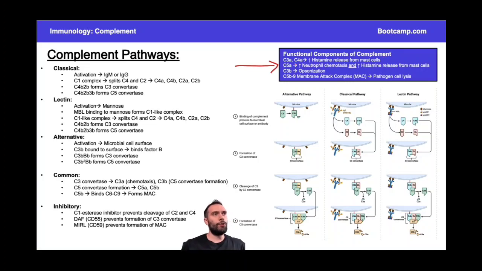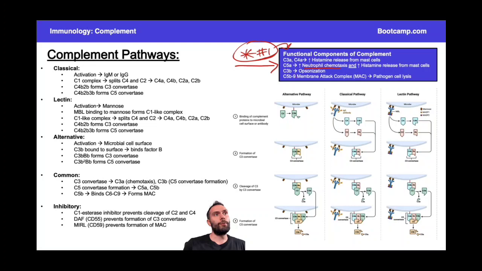So if you had to take one thing away from all of this and you're watching this and you're like, I'm not really sure what I want to know. Number one is I want to know the functional components of complement and what they each do. Okay, so C3a, C4a, we talked about these being anaphylatoxins involved in anaphylaxis. When I say anaphylaxis, we're referring to histamine release from mast cells, right? C5a also does that, but it also stimulates neutrophil chemotaxis, which is particularly high yield. The neutrophil chemotaxis point, remember, we're getting neutrophils to the site of inflammation.